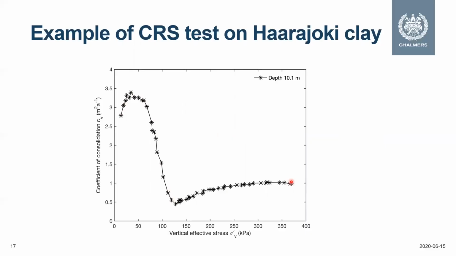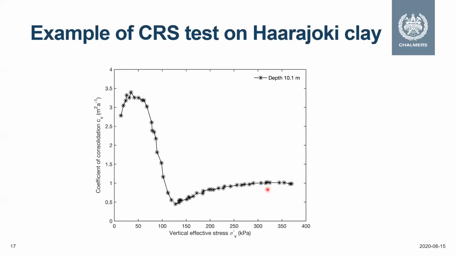The reason we do it is that we know that in Scandinavia, the incrementally loaded oedometer tests tend to give CV values which are total underestimates of what is in the field. So we know that there is a better resemblance between field values and lab values when you use constant rate of strain tests.